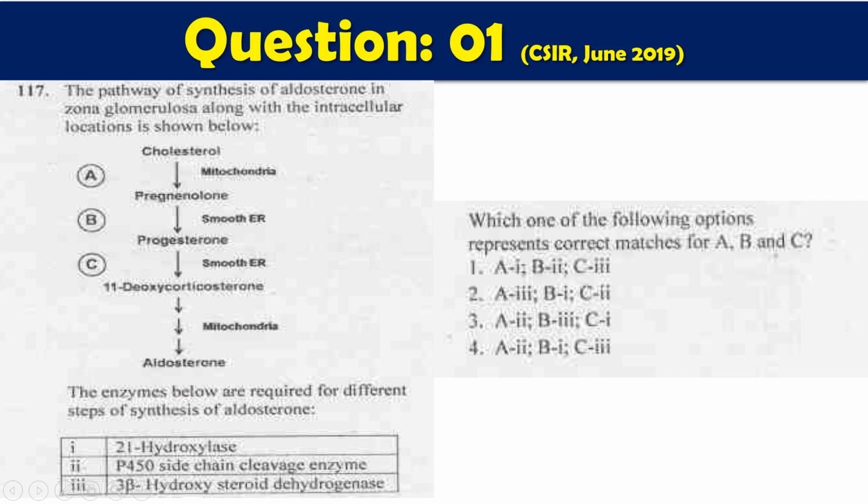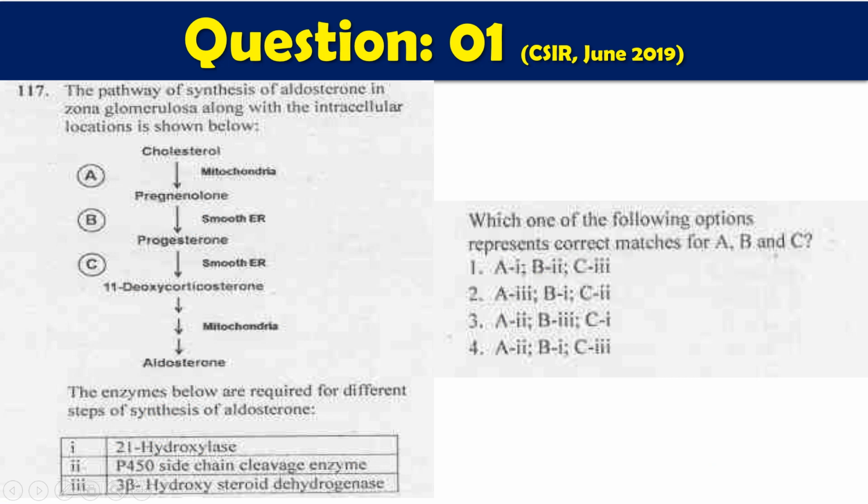The question says the pathway of synthesis of aldosterone in zona glomerulata, along with the intracellular location, is shown below. This is the pathway where synthesis starts from cholesterol and ends with aldosterone through different steps. The first step, conversion of cholesterol to pregnenolone, occurs in mitochondria.